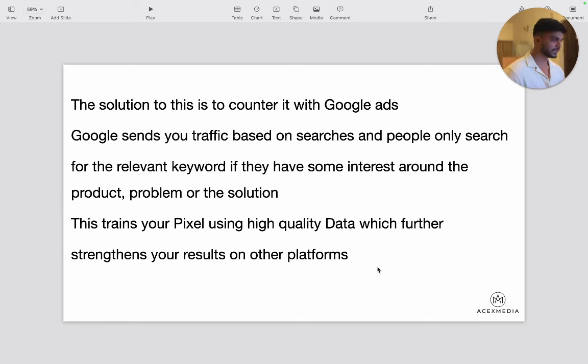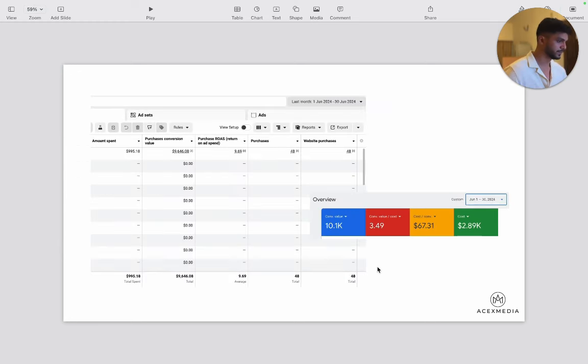So once this data is fed into the pixel, your pixel automatically understands the kind of targeting that you want and the kind of customers that you're looking for. And then once you start using this in your lookalikes and in your retargeting, automatically the whole funnel improves, because now you have high quality data and you're not feeding it junk information. So these are some of the results that we are able to get.